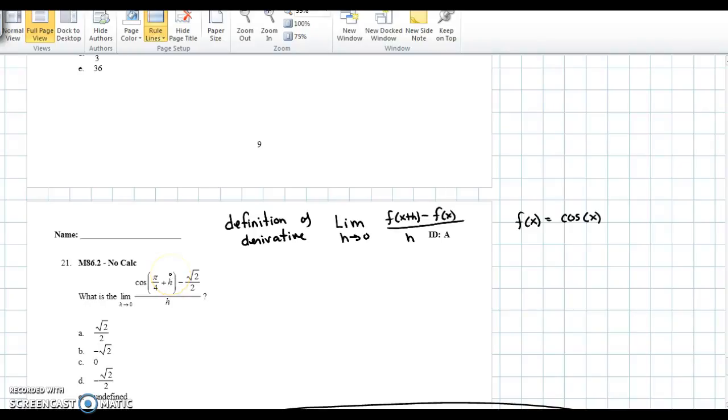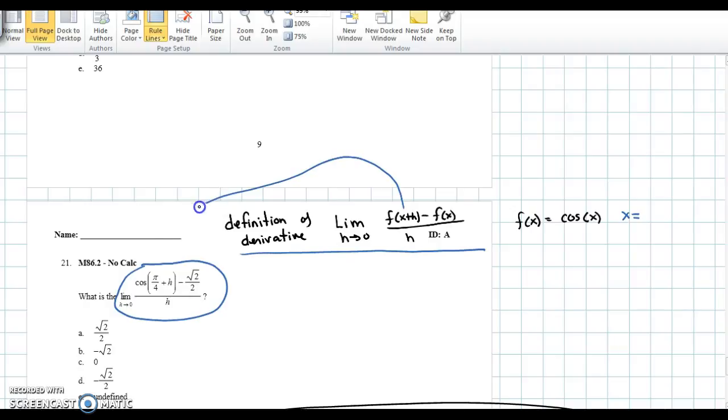The key to this problem is realizing that you have just been given the limit definition of a derivative. So you're being asked to take the derivative of cosine of x when x equals pi over 4. Pi over 4 is in the location of x, h is in the location of h, and then cosine of pi over 4 is in the location of f of x.